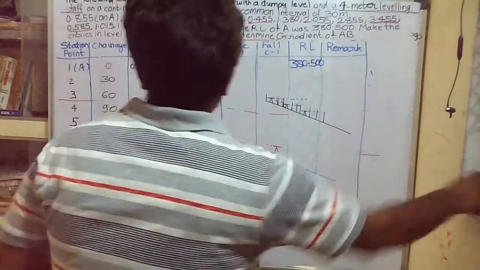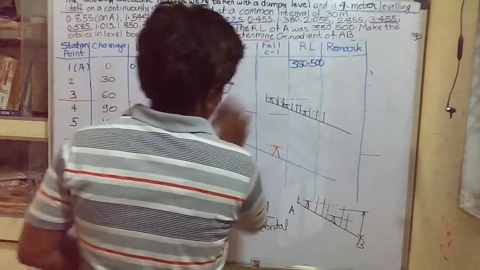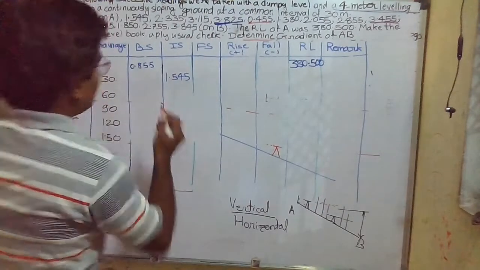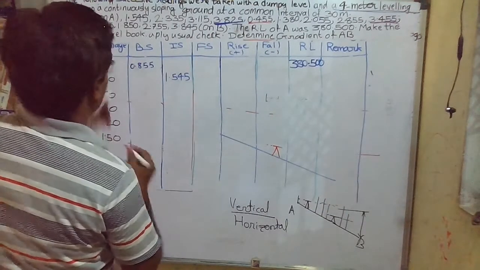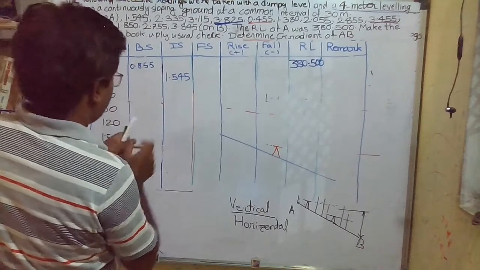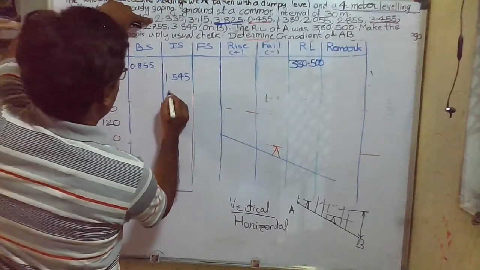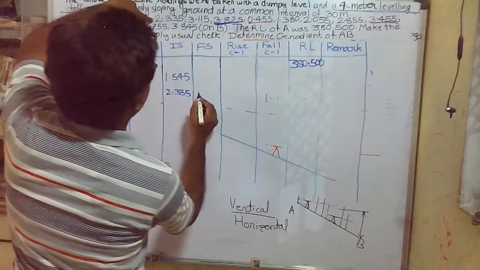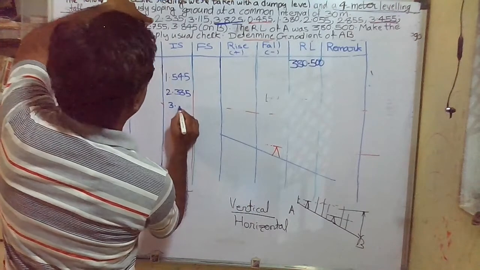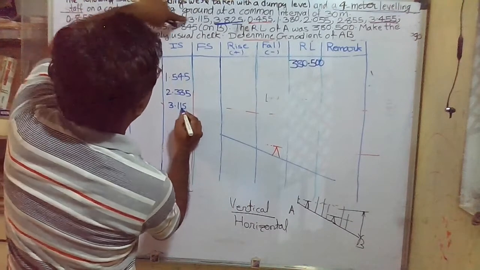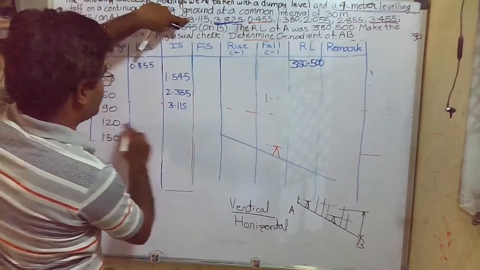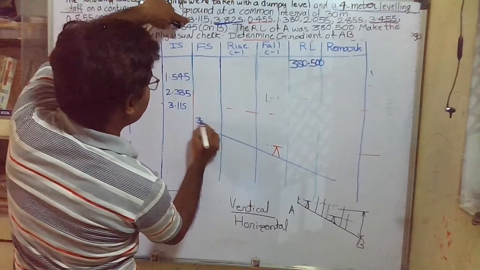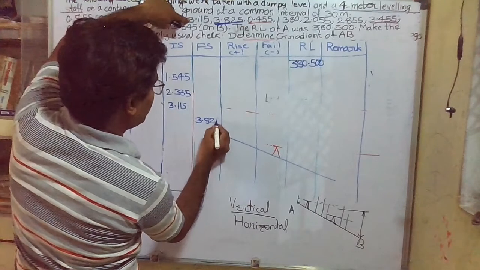So here we can write down the readings. 0.855, then 1.545, then the next reading 2.335, then again 3.115. Okay, and this is our change point. At 120 there is a change point. We have written 3.825.